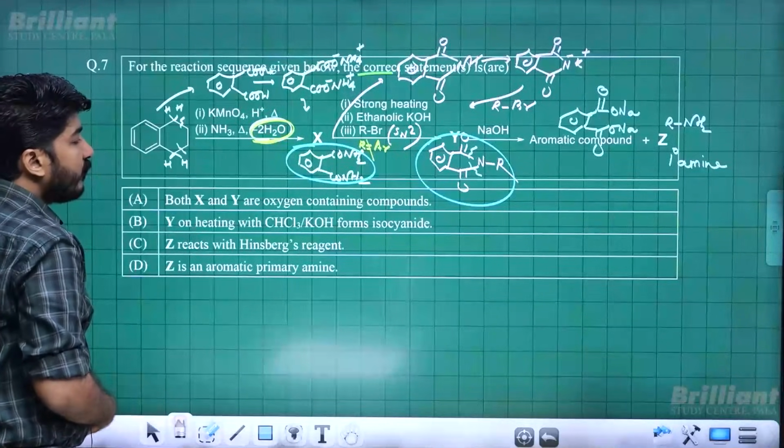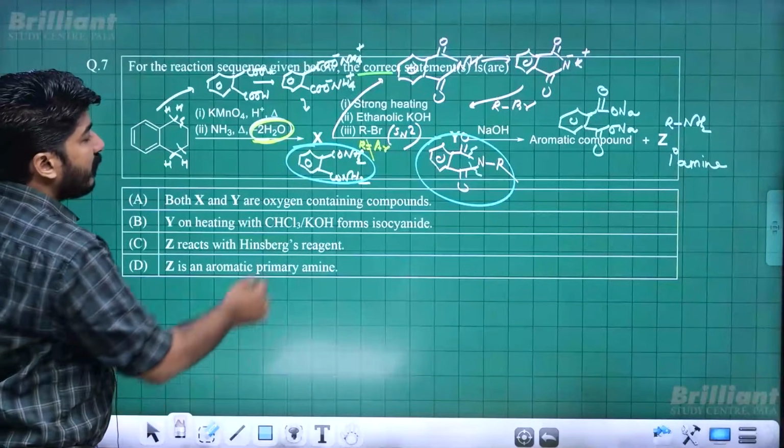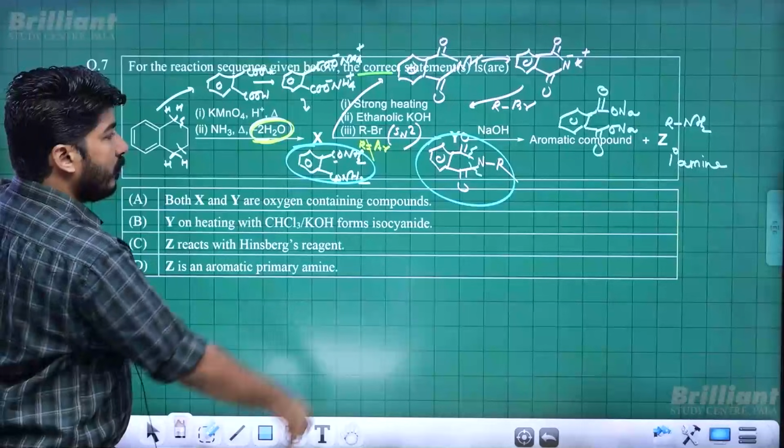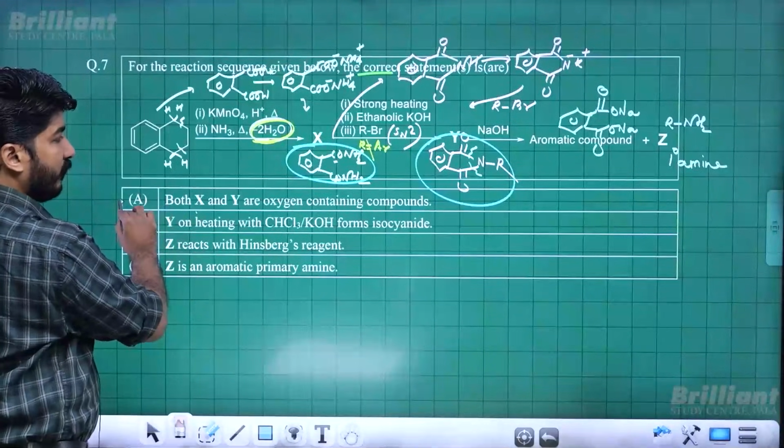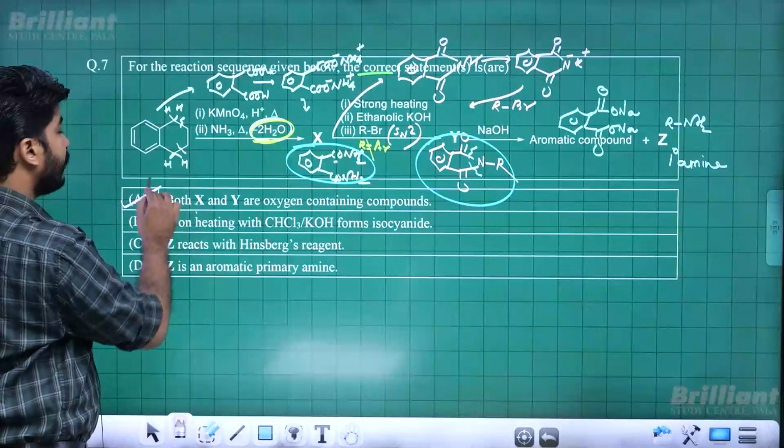Both X and Y are oxygen containing compounds. X is having oxygen, Y is also having the same number of oxygen atoms. So this is a true statement.